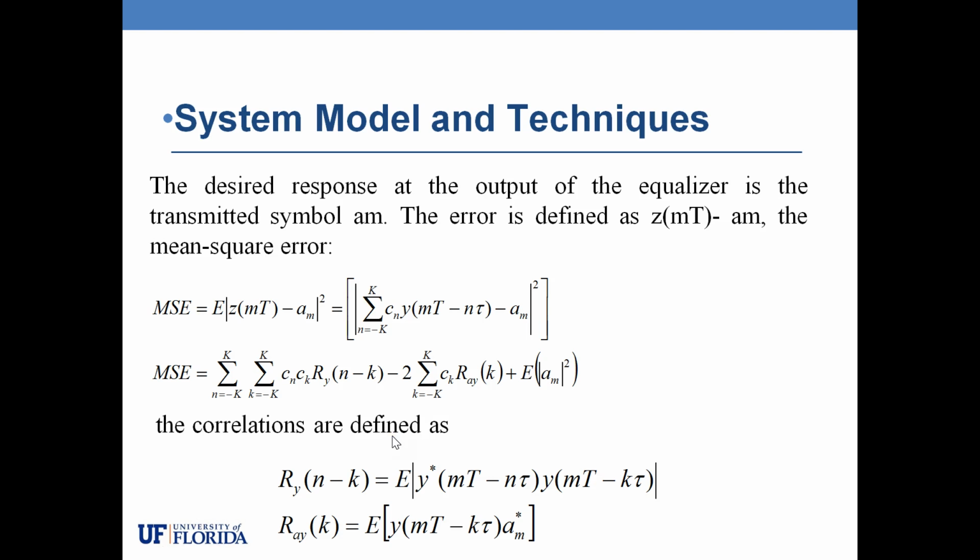The response at the output of the equalizer is the transmitted symbol a_m. The error is defined as z minus a_m. The mean square error can be described here, and the correlations are defined as this relationship.